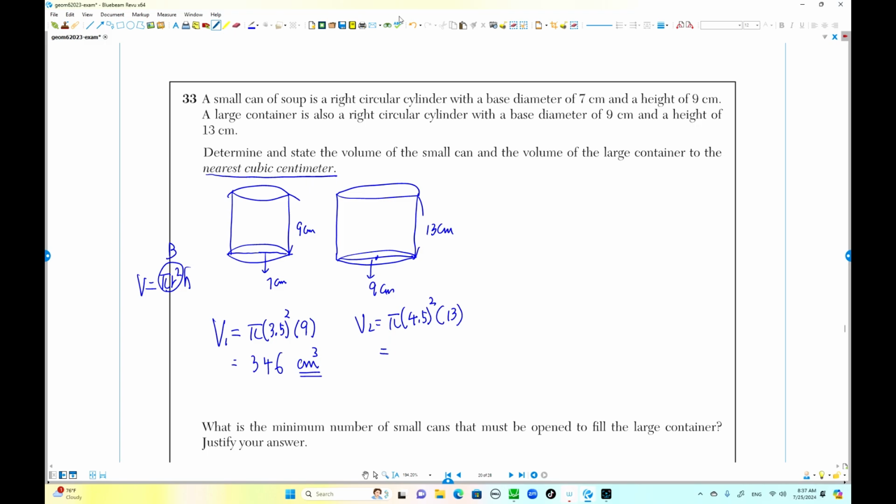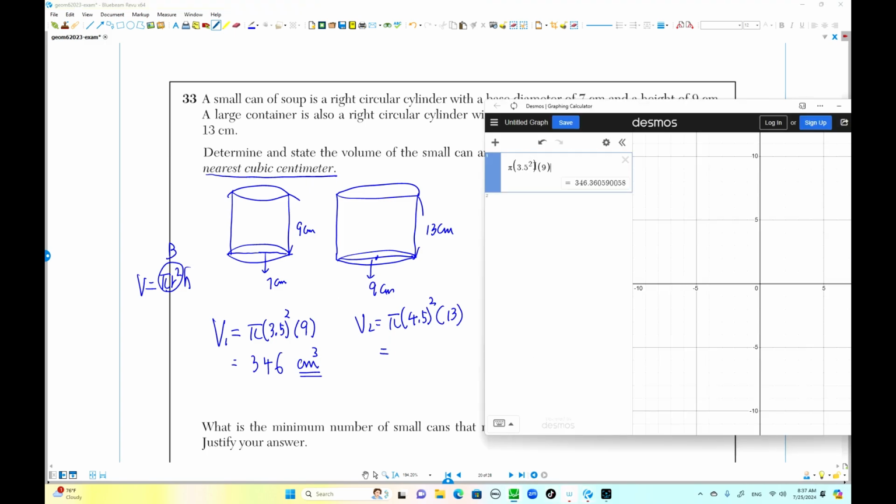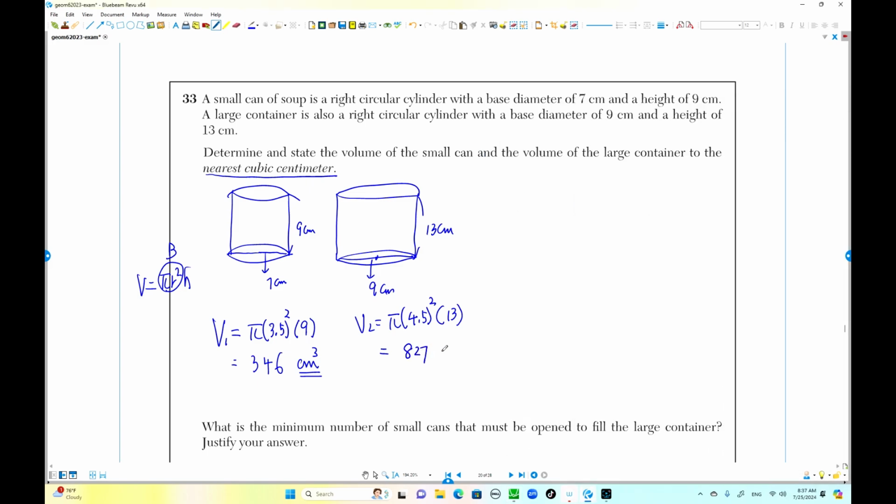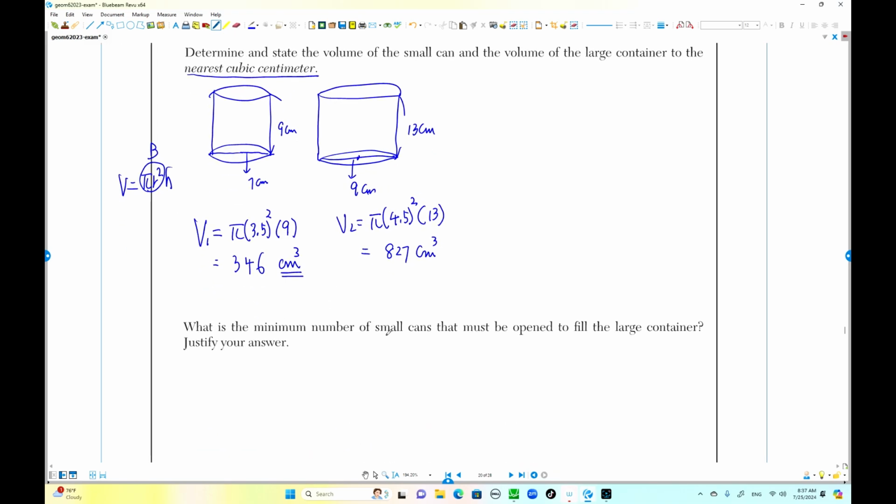The second one over here: pi times 4.5 squared times 13. 827 cubic centimeters. That's the value. What is the minimum number of small cans that must be opened to fill the largest one? Divide: 827 over 346.